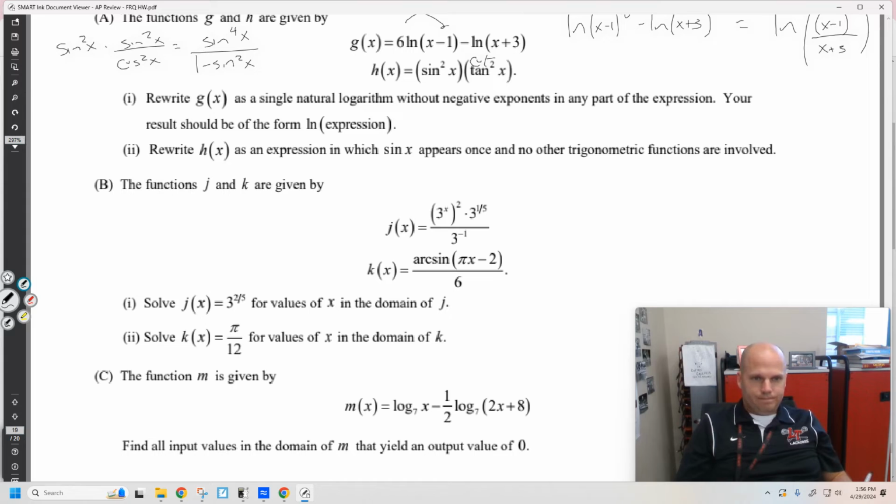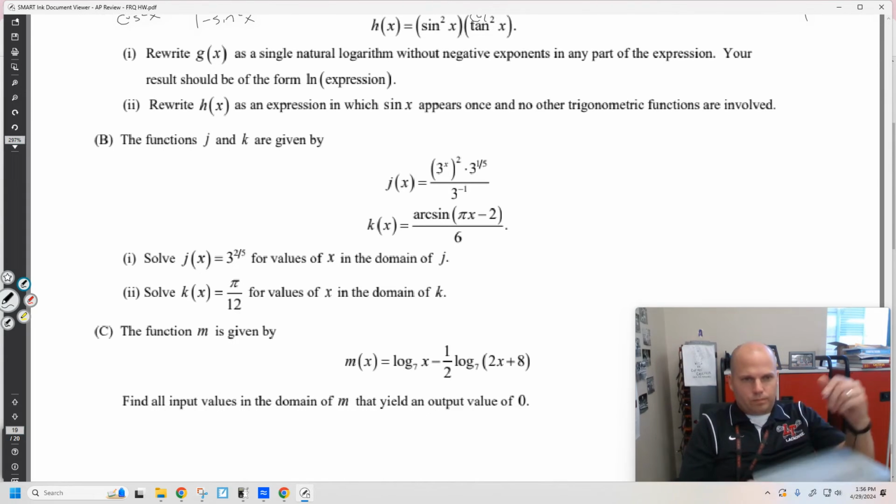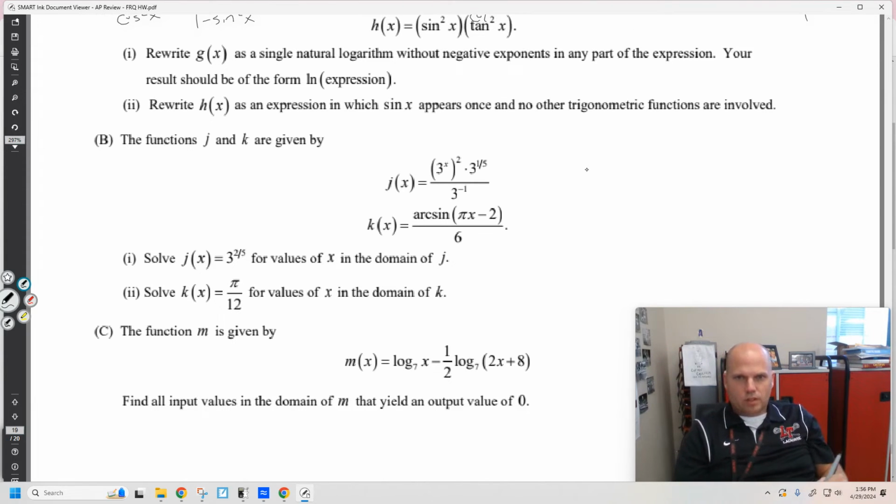All right. Cool. Solve for x: 3 to the 2x, not x squared. This is very important. I got 3 to the 1/5, got 3 to the negative first. That equals 3 to the 2/5. I'm going to move the 3 to the negative first up.